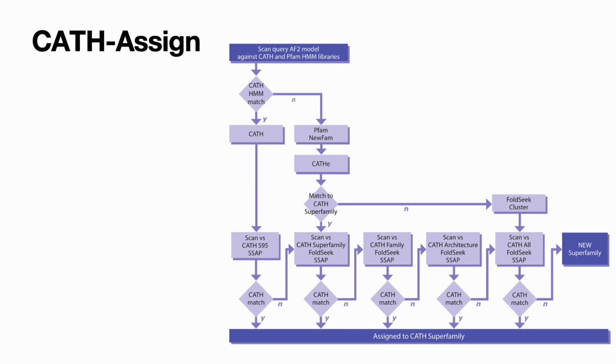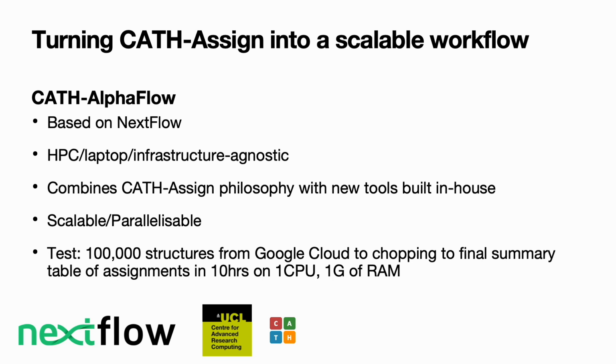But this method had one main limitation. It needed to be parallelizable and scalable. So what we did over the past year is turn CATH-Assign into a scalable workflow, and for that we used Nextflow. One advantage of this is that it's HPC, laptop and infrastructure agnostic. During this ISMB, I'm going to give a tutorial on it, and everyone is going to be able to run it on a Google Colab notebook.